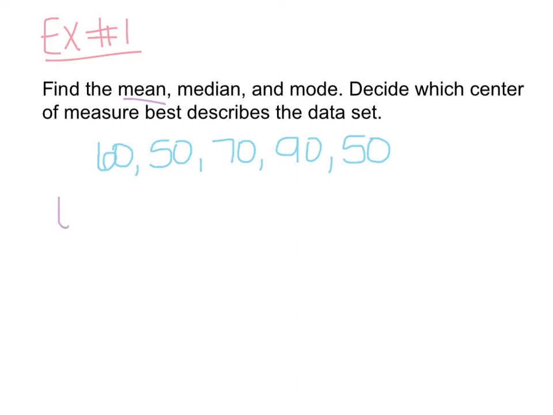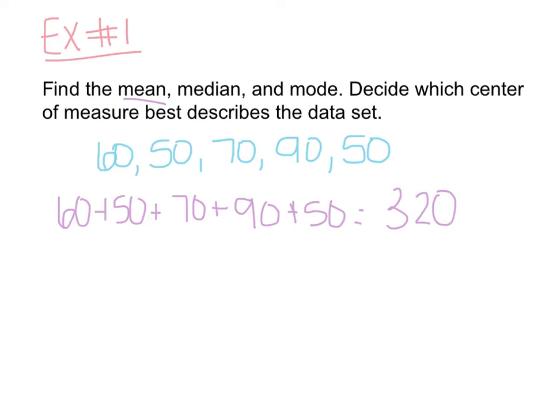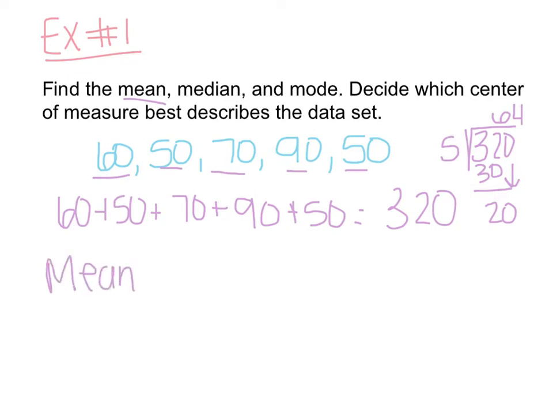Add them all up. So 60 plus 50 plus 70 plus 90 plus 50, which gives us 320. Then you divide that number by how many numbers there are. We have 1, 2, 3, 4, 5 numbers. So 320 divided by 5, and we get a mean of 64.